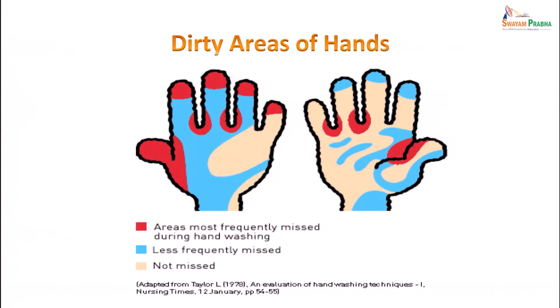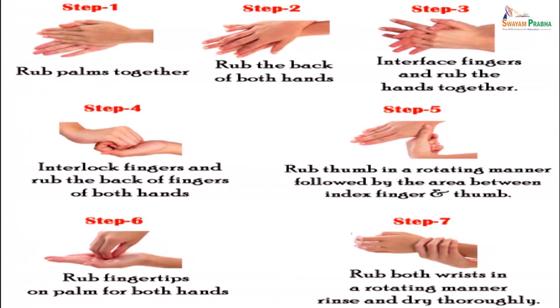There are different areas of the hand which you see. The areas marked red are the ones which are frequently missed during washing. Less frequently missed are the blue ones, and not missed are the cream-colored areas, which are always washed. So, how do we take care of this?